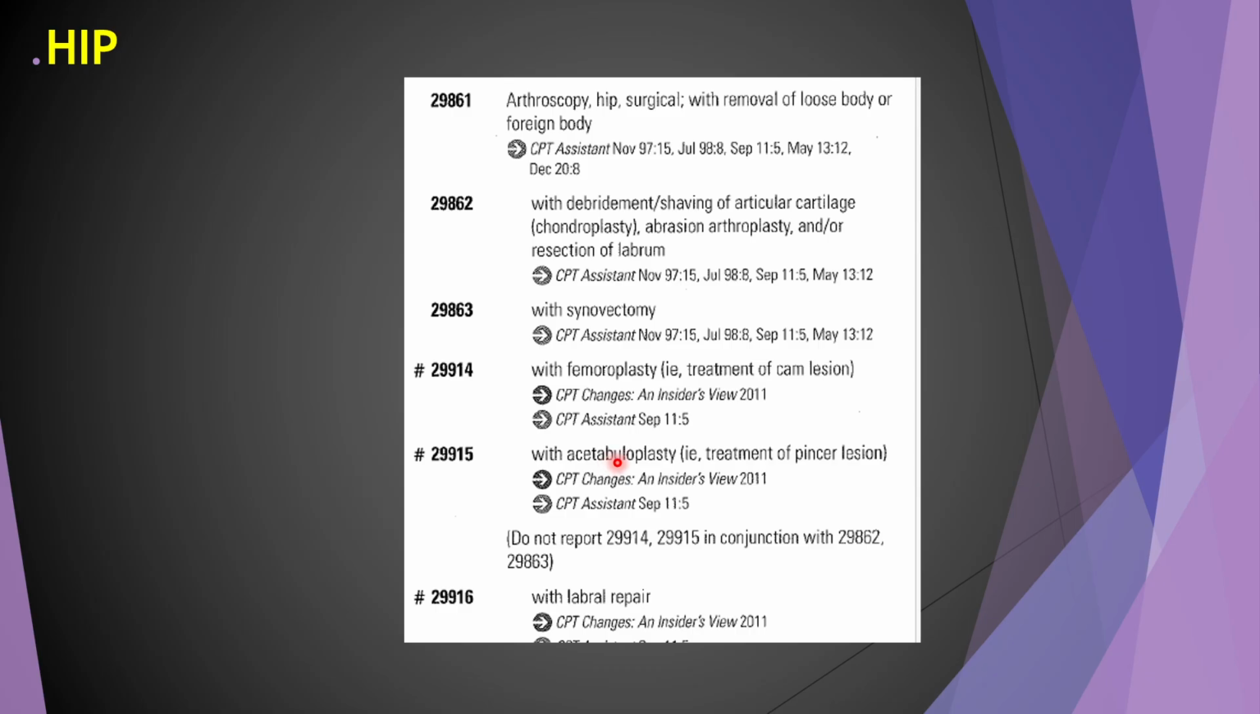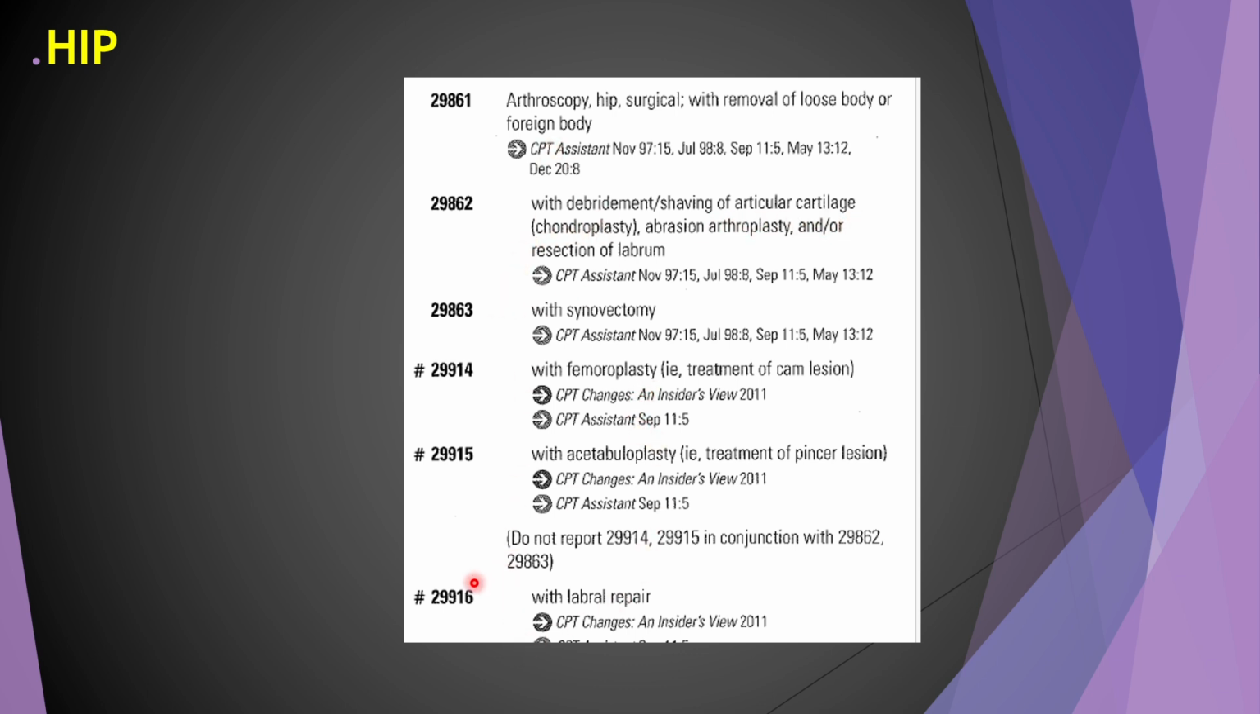Okay, coming to next, hip. That is an arthroscopic hip 29861 series, surgical with removal of loose body or foreign body with debridement. Okay, it is an arthroscopic hip surgical with debridement, saving articular cartilage. So these were the CPT codes.